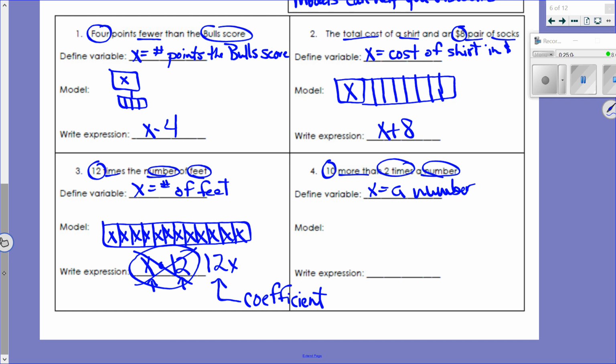10 more than 2 times a number. Yeah, you do. Break it down. 10 more than. What is that telling me? What operation? More than is addition, but more than tells me something else, doesn't it? Tells me flipping. So what's going to come first? 2 times. How do I write that? 2 times a number.